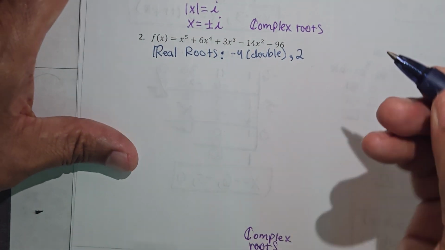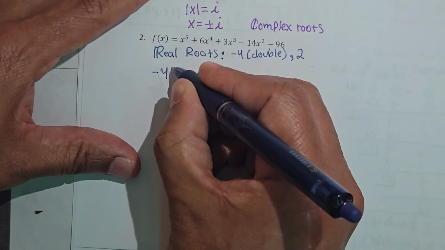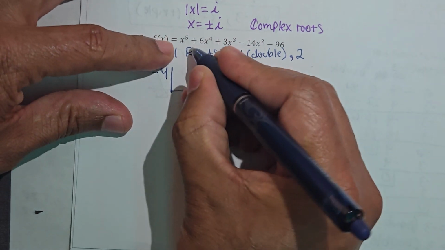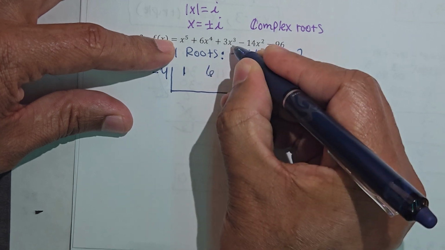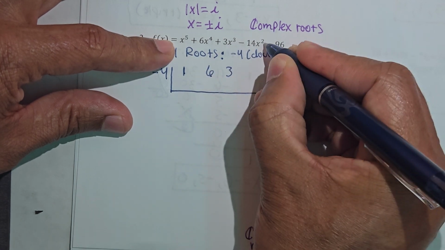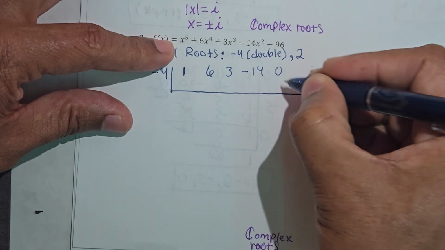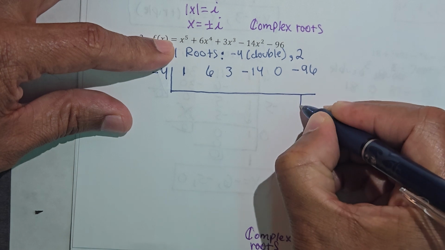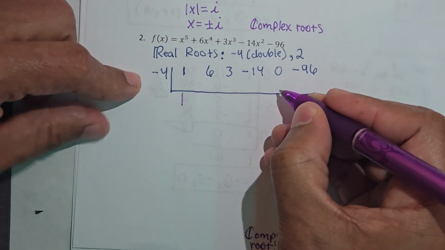So then let's set up synthetic division. Let's start with -4. Okay, that's the first one. We get to use it twice because it's a double solution. The coefficient of x to the 5th is 1, x to the 4th is 6, x to the 3rd is 3, x to the 2nd is -14, and x to the 1st is 0. There's none, so we need a placeholder. And then the constant is the number -96. Okay, so then let's start applying synthetic division.